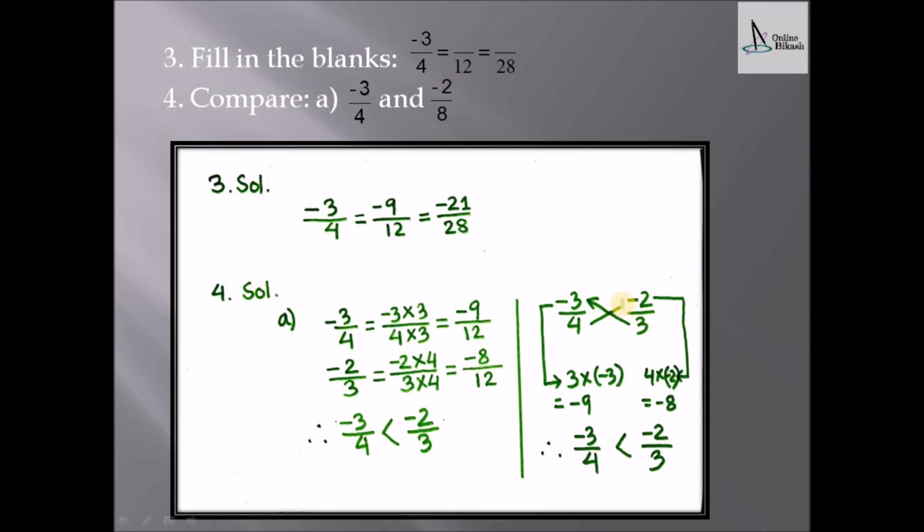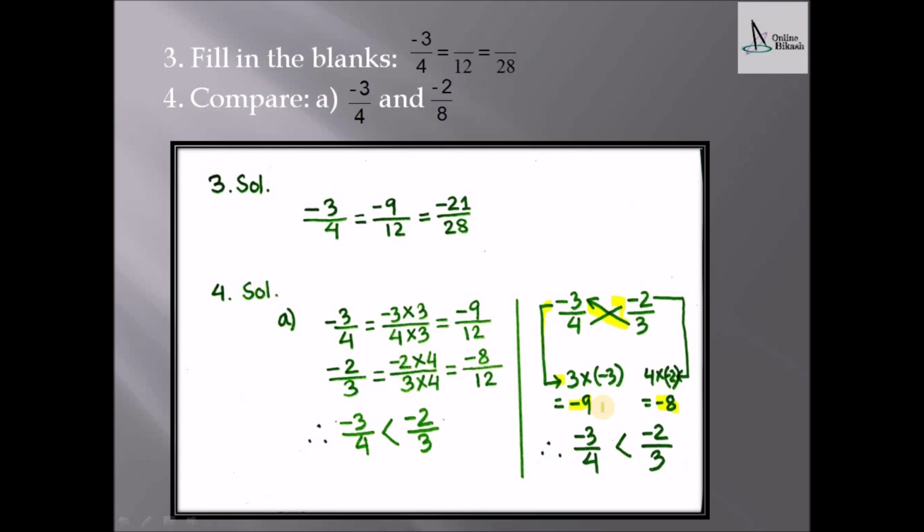I actually forgot, it's a mistake. I forgot to put this arrow mark here. 3 into minus 3, that is minus 9. You see this one. In this way you have to multiply 3 by minus 3, and come in this way and write here 3 into minus 3, that is minus 9. Similarly, if you multiply 4 into minus 2, you will get minus 8. Now you tell me, minus 8 is bigger or minus 9 is bigger?